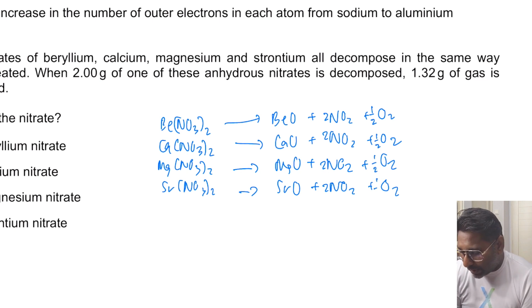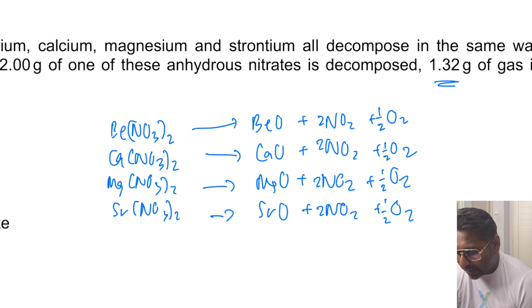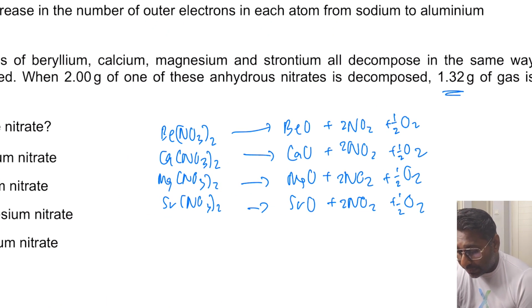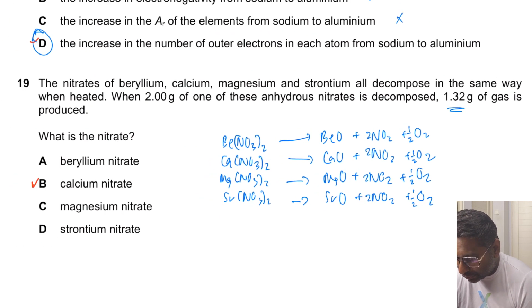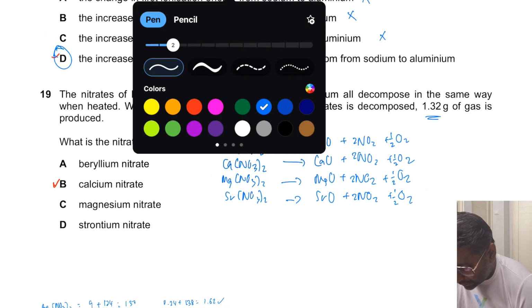Now here they say that when 2 gram of this anhydrous nitrate is decomposed, 1.32 gram of gas is produced. There are 2 types of gas here, nitrogen dioxide and oxygen, and we need to count them together. So first we need to find out how many moles. I calculated this earlier.